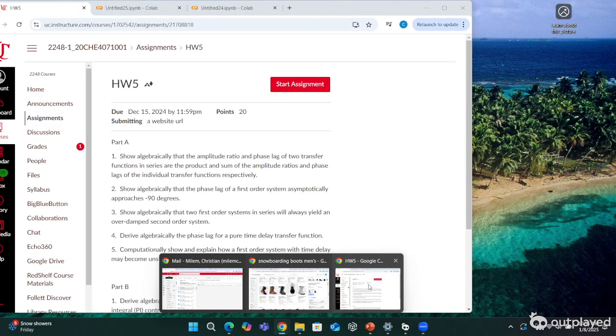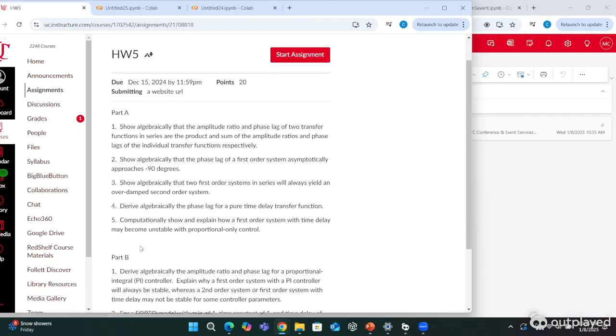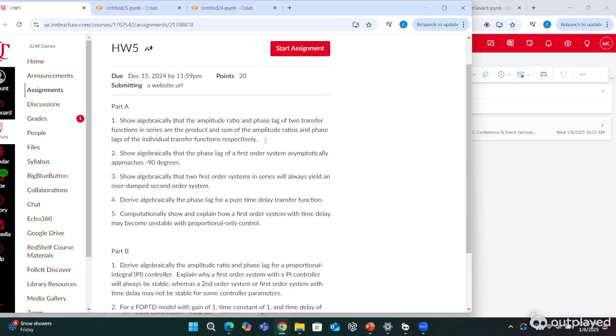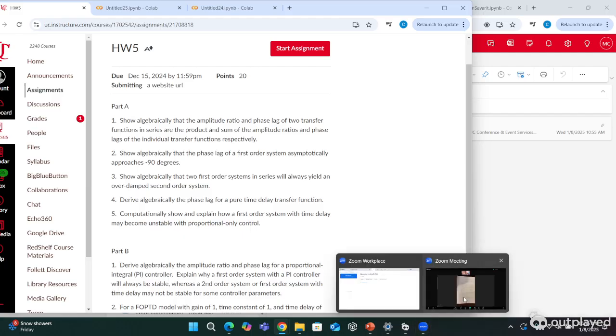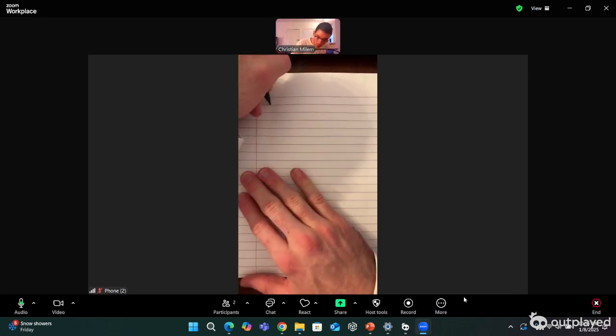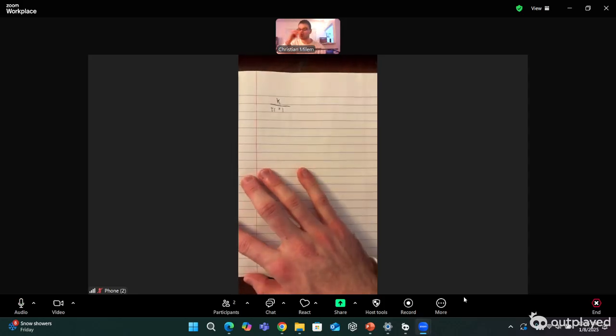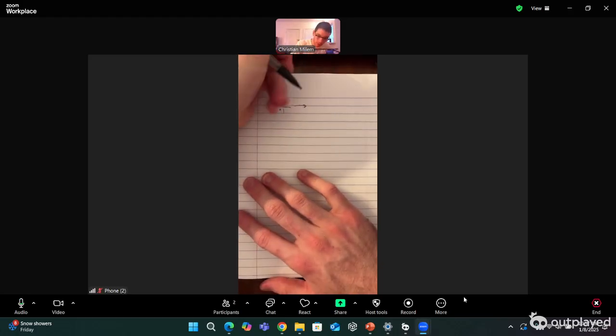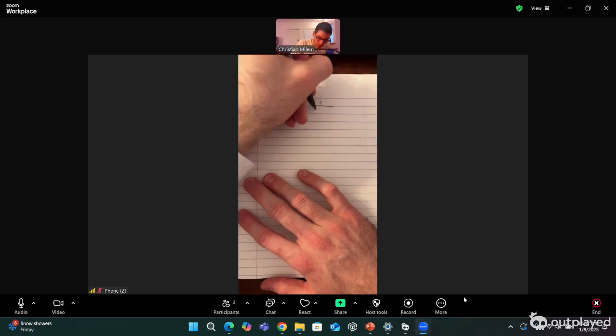All right, next part. Show algebraically that the phase lag of a first order system approaches 90 degrees. So we'll start with our good old basic formula of a first order transfer function, K over tau s plus 1. What we'll want to do is have s equals i omega. That gives us K over tau i omega plus 1.